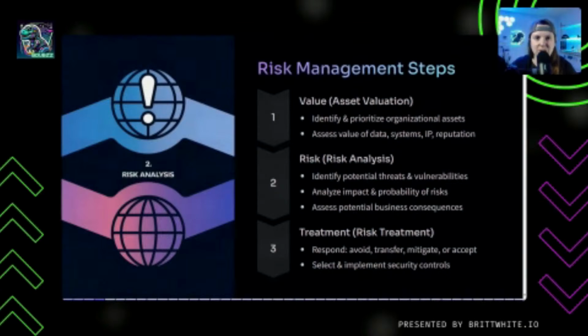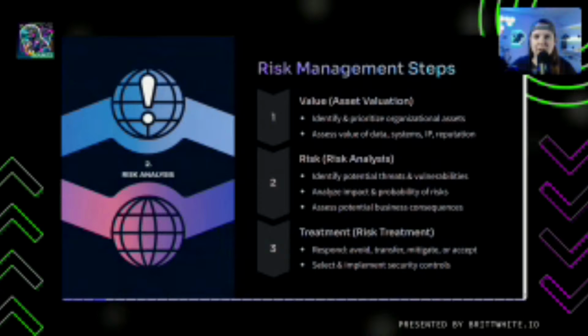Once you know what's valuable, the next step is identifying what could potentially harm those assets. What are the risks? This is called risk analysis. We systematically analyze threats, vulnerabilities, the potential business impact if a risk materializes, and the probability or likelihood of it actually happening. After analyzing the risks, we need to decide what to do about them. This is called risk treatment. We choose the best response for each identified risk. Avoid, transfer, mitigate, or accept. This is where we select and implement our security controls.